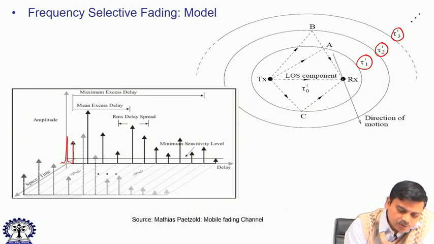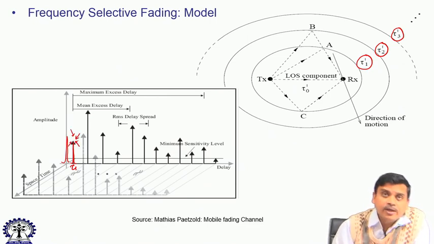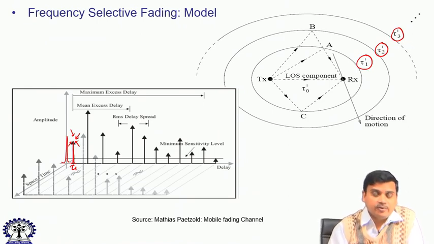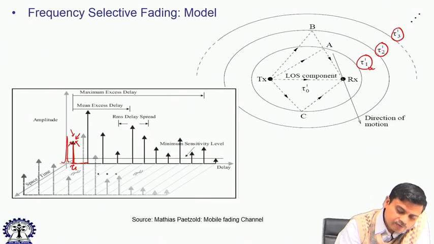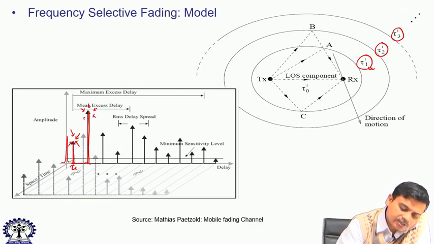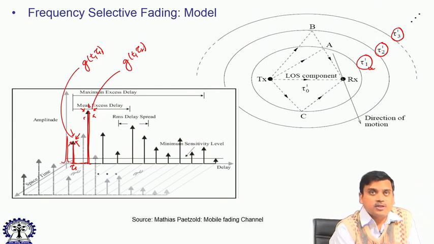an echo is going to come at a certain delay, which is, let us say, tau 1, and here all rays from different directions are going to come, and they are within the same delay unit, that is tau 1. The next group of echoes are going to come together and they will add up and we will not be able to recognize them separately. So, this one would be g of t comma tau 1, this would be g of t comma tau 2, in correspondence to what we have just discussed.